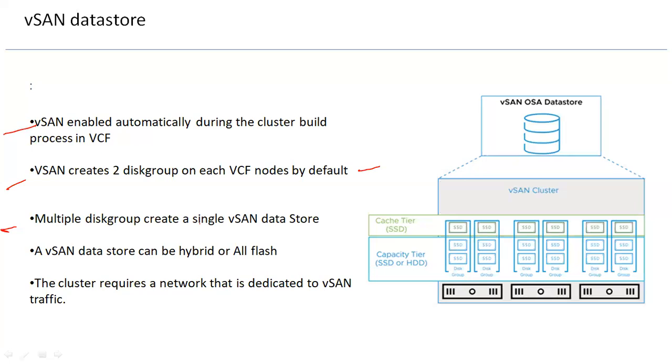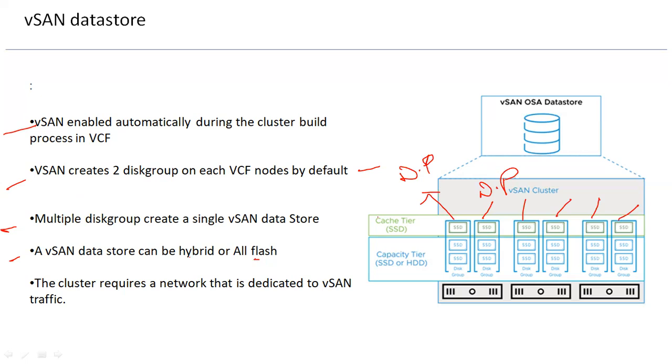Multiple disk groups together create a single vSAN data store. A vSAN data store could be hybrid or all flash. Here, this box represents one disk group, this other box represents another disk group, and another, and another. As described in the slide on the left side, by default the vSAN data store will create two disk groups in any cluster environment we are leveraging, whether the VCF management cluster or the workload domain clusters.